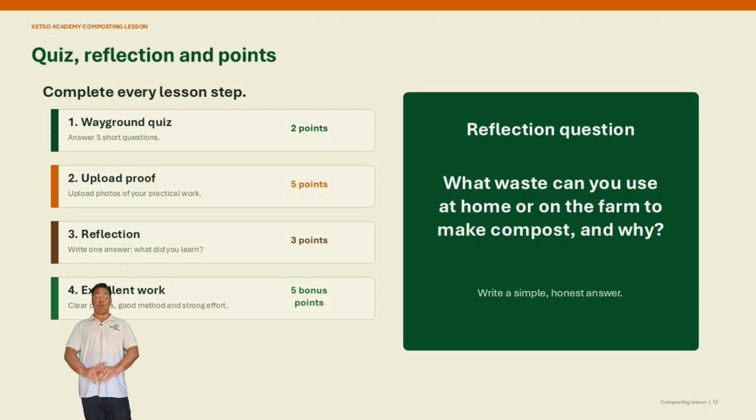Excellent work. People we notice posting a lot and getting a lot of points, we give them bonus points. So this is all to help you translate what we have talked about in the theory into practice.